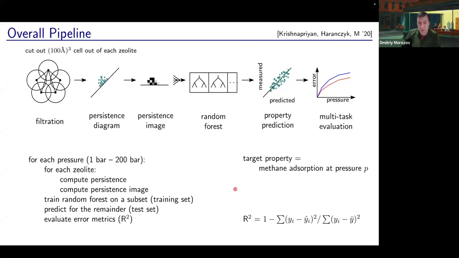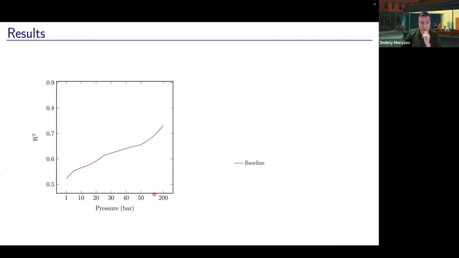We use this R-squared score to evaluate it. And so what we get is the following: the baseline are just the features that the chemists engineered, no topology involved. If you use just one-dimensional topology, you actually get something worse. It does not have enough information. So higher is better in this picture. And on the horizontal axis is the pressure. So for different pressures, you're evaluating the quality of the prediction. So one-dimensional topology by itself does worse.